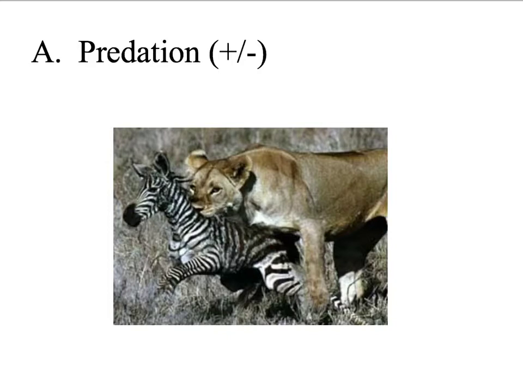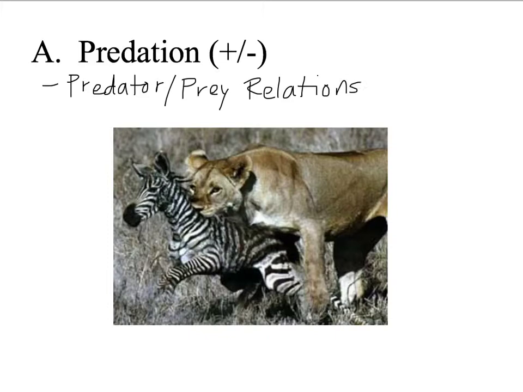So the first way that organisms can interact with each other, or the first interspecific interaction, is predation. This is your good old-fashioned predator-prey relationships. And this is definitely a positive-negative relationship, because one of the organisms in the group, the predator, is a plus, right? And the other organism, the prey, is a minus. The predator is being benefited, it's getting energy from the relationship. The prey is losing energy from the relationship.